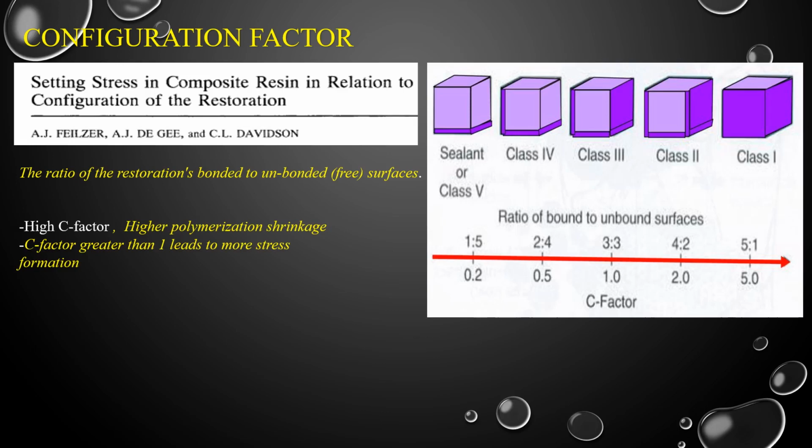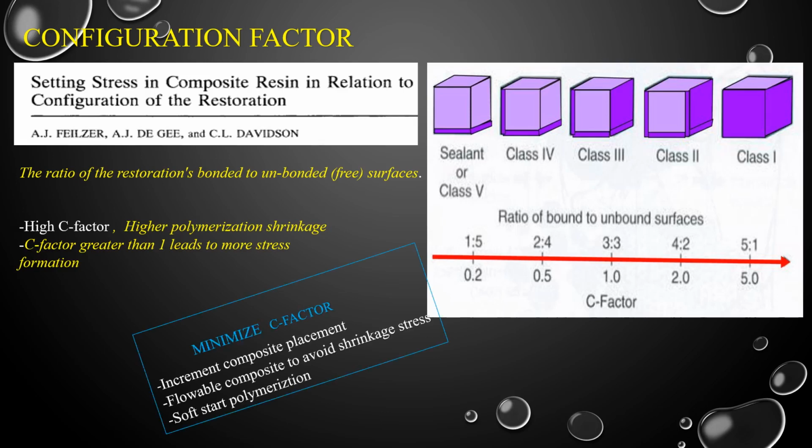Now, what are the factors which can help in reducing the configuration factor? We can place the composite in increments, we can initially place a flowable composite to avoid shrinkage stress, and we can start with soft-start polymerization instead of directly jumping to high intensity polymerization. If all these factors are considered and all these measures are taken, then the C factor can definitely be reduced, which can help in increasing the life of the restoration.